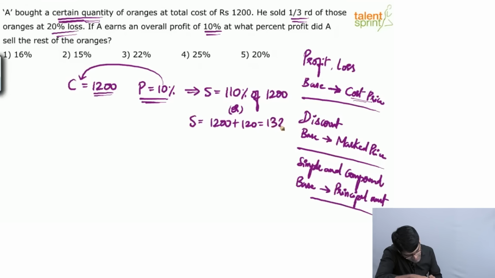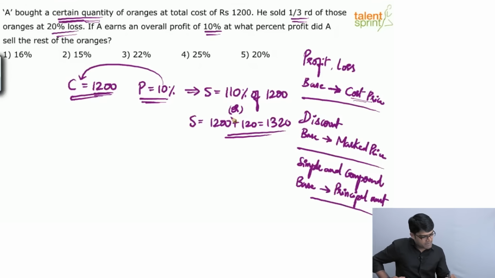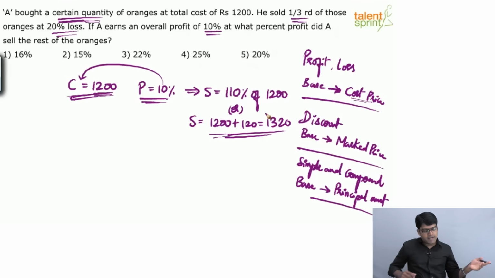1320. So basically the question is this: I have spent 1200 rupees, I want to earn 1320 rupees. That means I want to make a profit of 120 rupees. My expense was 1200, my income is 1320, I want to make a profit of 120, not 1320, I want to make a profit of 120.